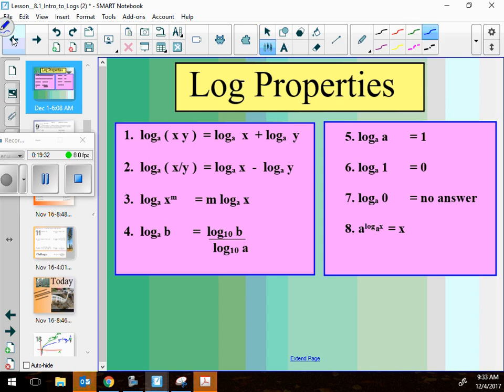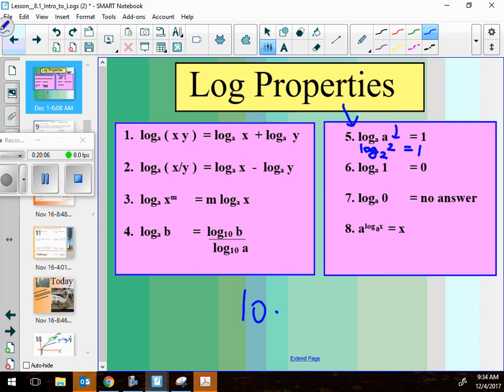I want to start with number 5, because it's the one I showed you before. Like this one. Log base 2 of 2 is equal to 1. I want you to think about that. Why would that be true? Because the answer is the exponent on this. And what's the exponent that's on that 2 right now? It's a 1.